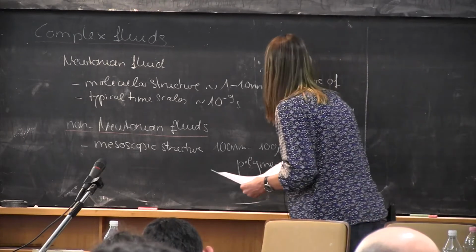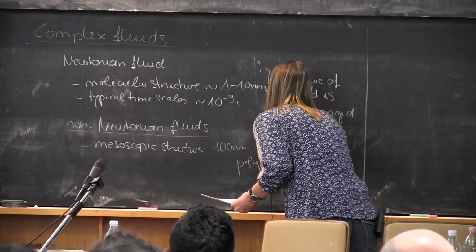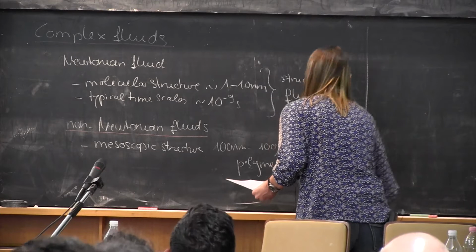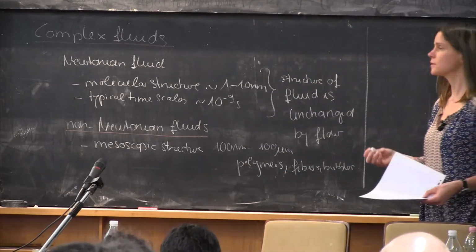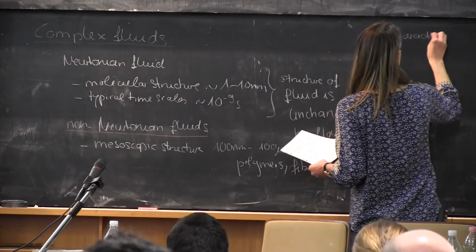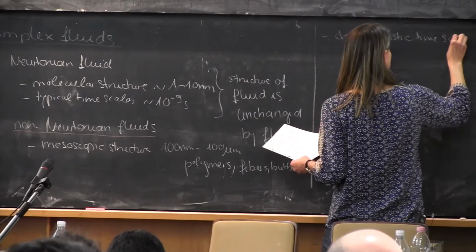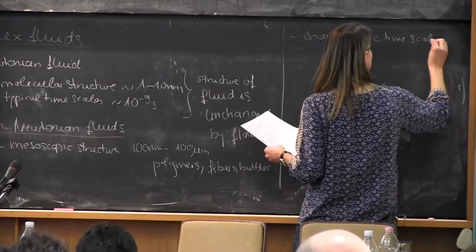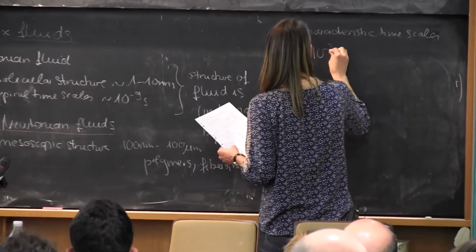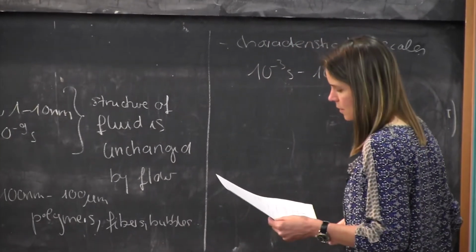So I'll try to stop here. So there can be polymers, fibers, bubbles, whatsoever. And in this case, the characteristic time scales, as I said, are bigger. So the characteristic time scales can be from 10 to the minus 3 up to 100 seconds. So this is very approximative.